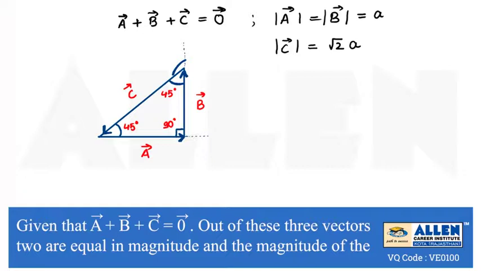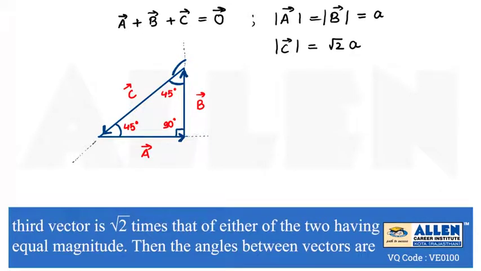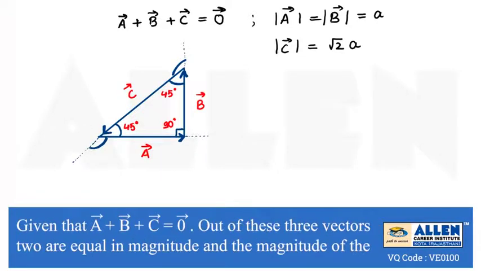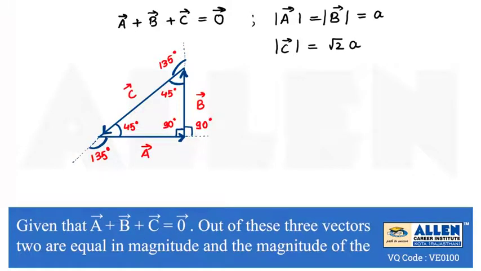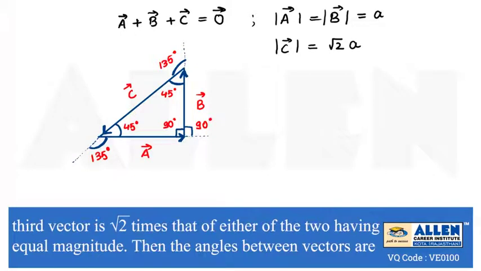Similarly, if I extend this vector, this angle will represent the angle between a vector and c vector, and we can easily calculate these angles. This one is 90 degree, this one will be 180 minus 45, that is 135 degree, and this one will also be 135 degree. We are extending these vectors because the angle between vectors can be found only when their heads meet at a point or their tails meet at a point. After extending, their tails are meeting at that point.